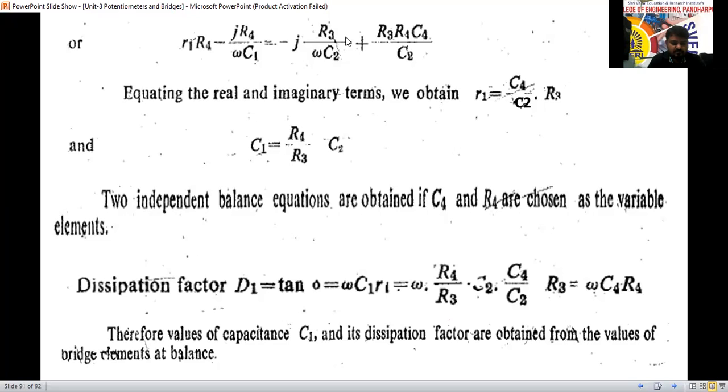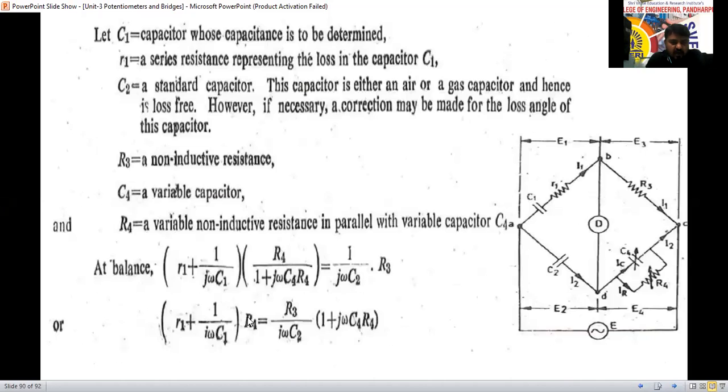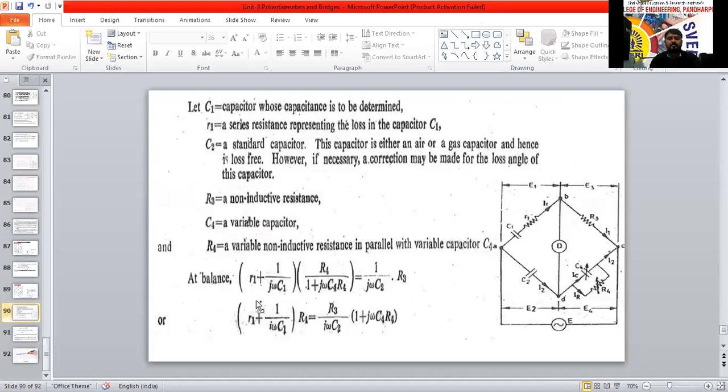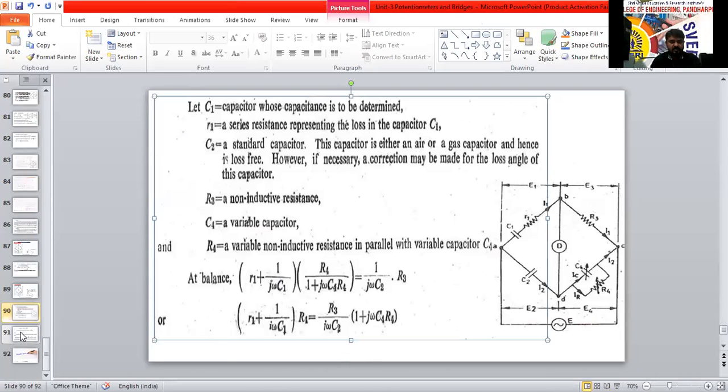Just a minute. Okay, I'll do that one. So R1 R4 here now. See here, this R1 into R4, you can multiply. Same equation. Just a minute. I will take this equation also over there. Then it will be easy for explanation.